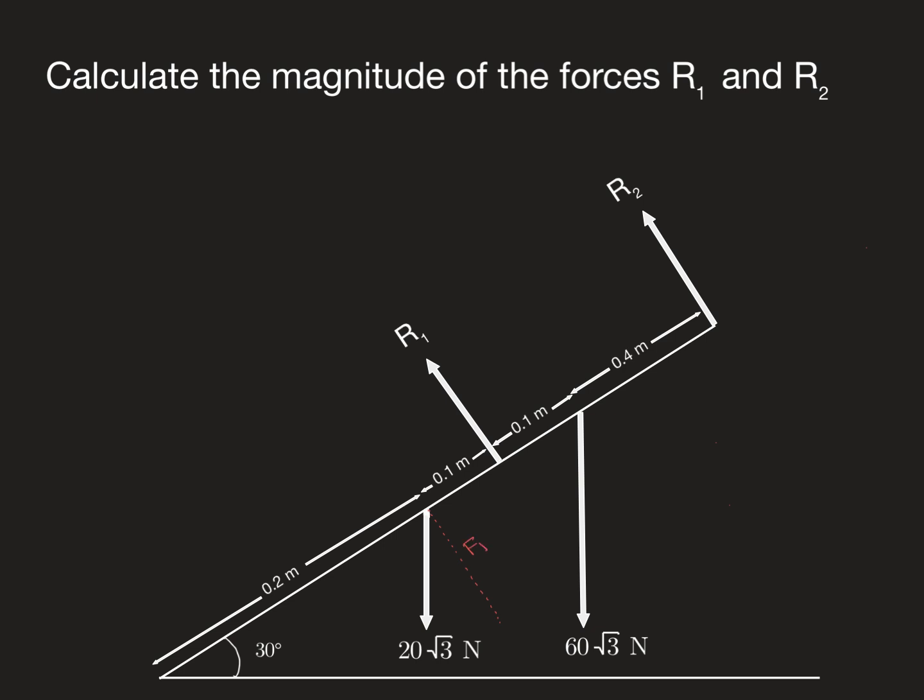If I should complete this as a triangle, I'm going to have a right angle triangle here, and the angle here will be 30 degrees. The same thing applies for the 60 root 3 Newton force. If I should find the perpendicular force, it has to come this way.